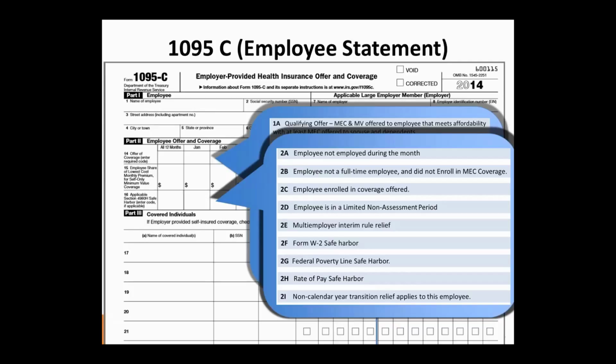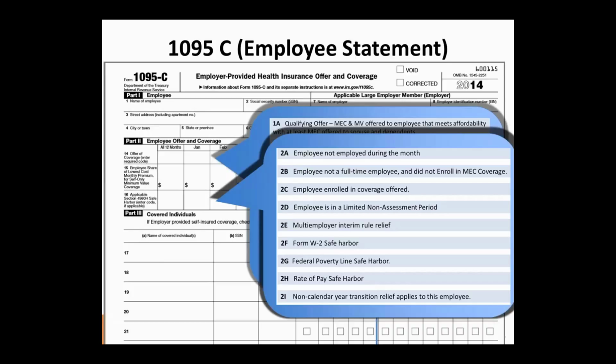So what happens if you have a full-time employee and you hire them in January, they're not eligible until April, but they leave at the end of January? Do we have to fill out a 1095-C for them? No. If they were full-time 1 month out of the calendar year, so if they were full-time status in January, you still have to do a form, but you're going to use the code that, no offer of coverage and that they were in the limited non-assessment period.